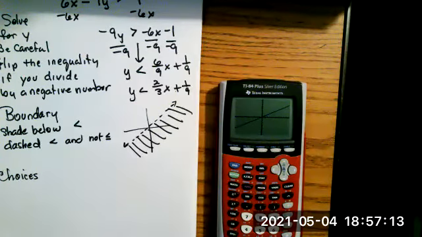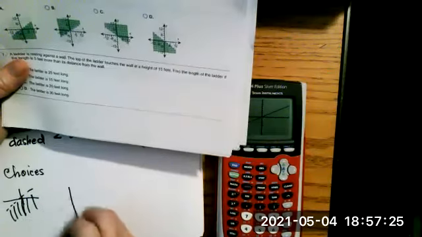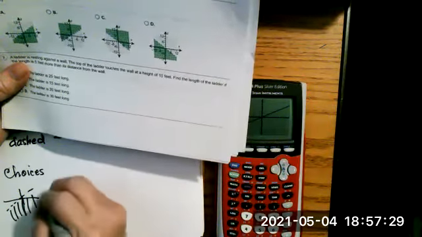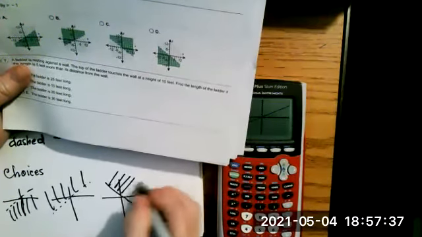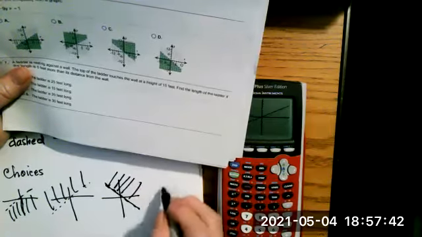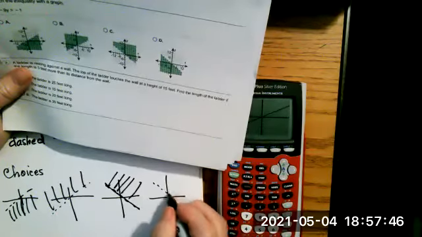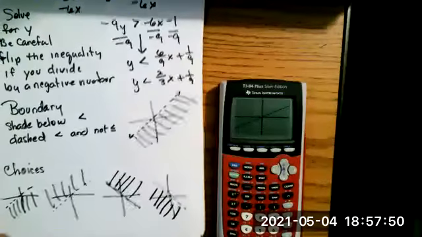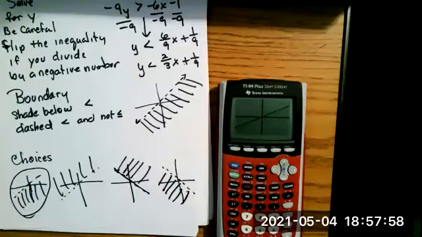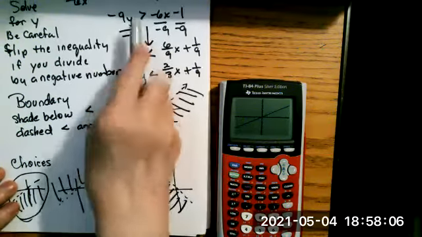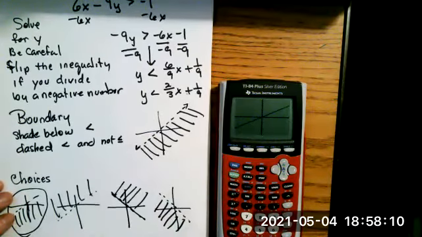So your choices on these, let me see, I'll just show them to you. Number 6, choice A is this one. Choice B is this one. Choice C is this one, except it's dashed. And choice D is this one. So see, there are 4 different graphs. So it's pretty easy to pick out the one that is going to be right. See that? But if you didn't remember to flip your inequality, you would pick this one. So you've got to remember to do that.